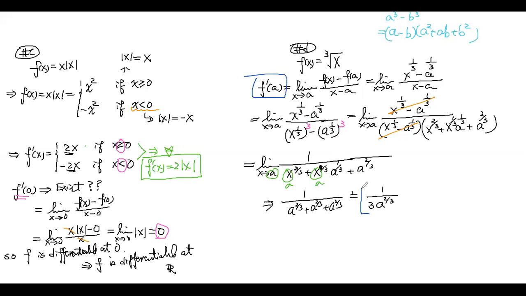f prime a is equal to here. So f prime a exists for all values except for which value? It does not exist when a equals what? When a equals 0, right? So we said it exists everywhere except a equals 0. So that is why we can say f prime 0 does not exist. Okay, so it's a different approach here.